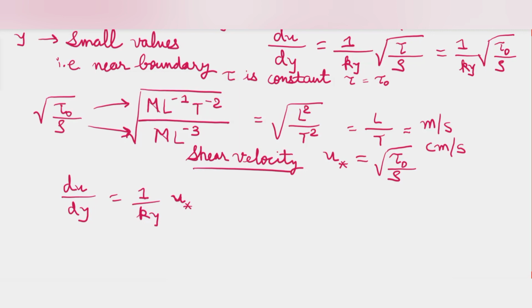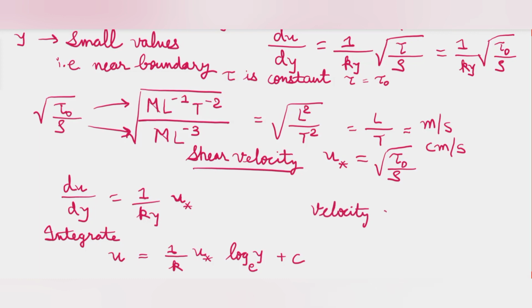Next thing we are doing is integrating this equation. So we get U; 1 upon k will be constant, U star is also a constant, and 1 upon y will give log y to the base e, or we can say ln y, plus a constant, because we have performed integration. Here, as per this equation, velocity is varying with the logarithm of the distance from the boundary, or we can say that velocity distribution in turbulent flow is logarithmic.